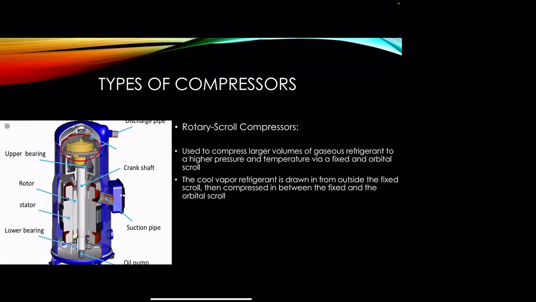The cool vapor refrigerant is drawn in from outside the fixed scroll. Then it's compressed in between the fixed and orbital scroll. And finally, that compressed refrigerant is discharged from the center of the fixed scroll with a continuous displacement.